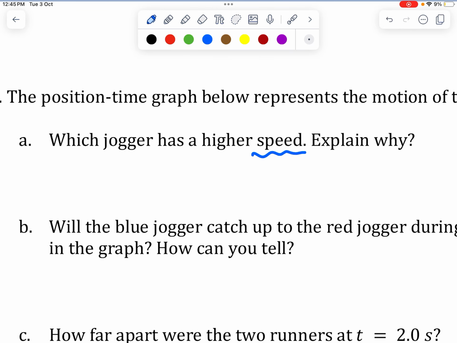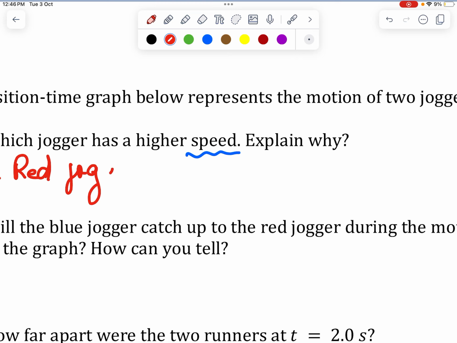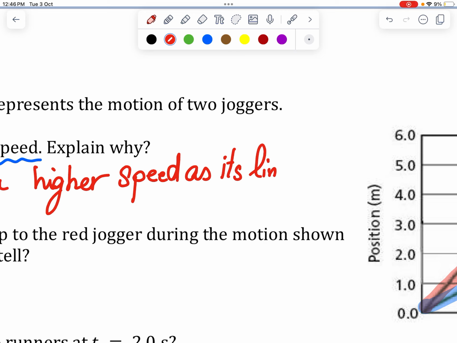So I can say, writing it in red, the red jogger has a higher speed as its line is steeper.